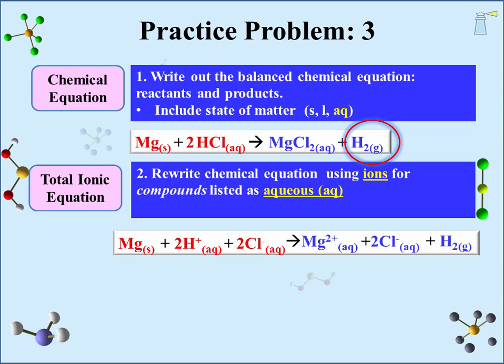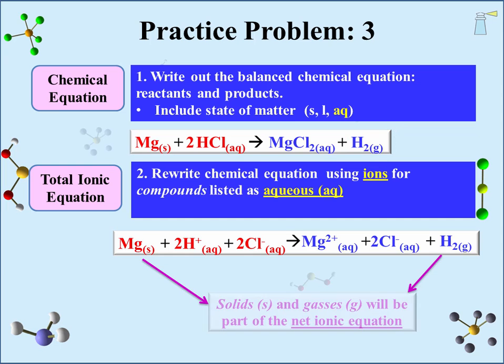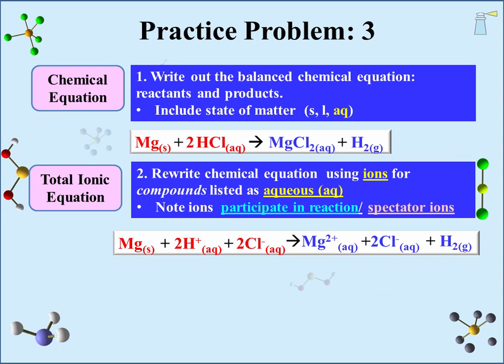This brings us to a generalization. Solids and gases will be part of the Net Ionic Equation. And this brings us to the point where we identify ions that participate in the chemical reaction and those that do not. Unlike problems 1 and 2, this one doesn't have a solid as a product. It does, however, have a stable formed compound, hydrogen gas. This means that the hydrogen ion on the reactant side participates in the reaction.